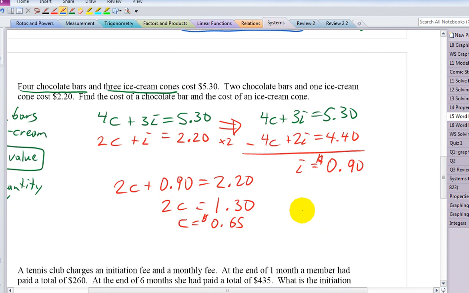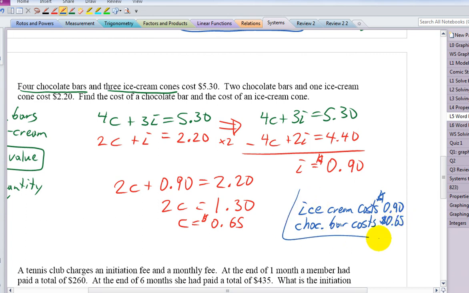So we should write down now ice cream costs 90 cents, and you must have units. You can write that in cents if you want, but be careful. Chocolate bar costs 65 cents. Done. Okay. Any questions?